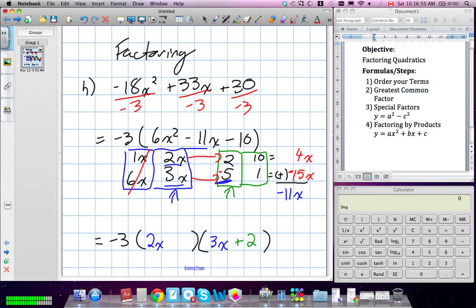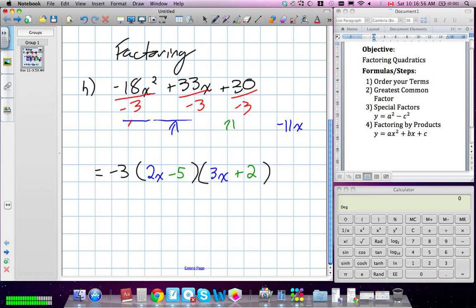So you only do that if it's negative, or you always do that? No, always do that. It's just what you multiplied by. You always have to do that.